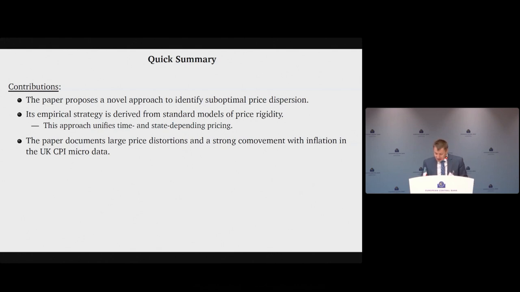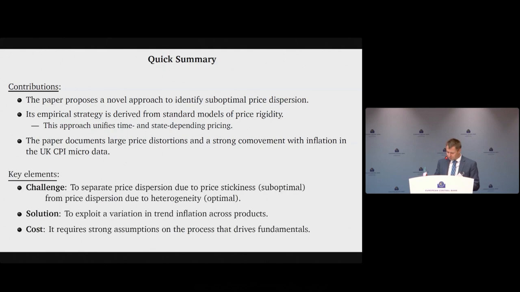Now, on the empirical side, it documents large price distortions and a strong co-movement with inflation in the UK CPI microdata, which confirms some of the evidence in the literature that Henning told us about earlier. So let me itemize the key elements of this paper.